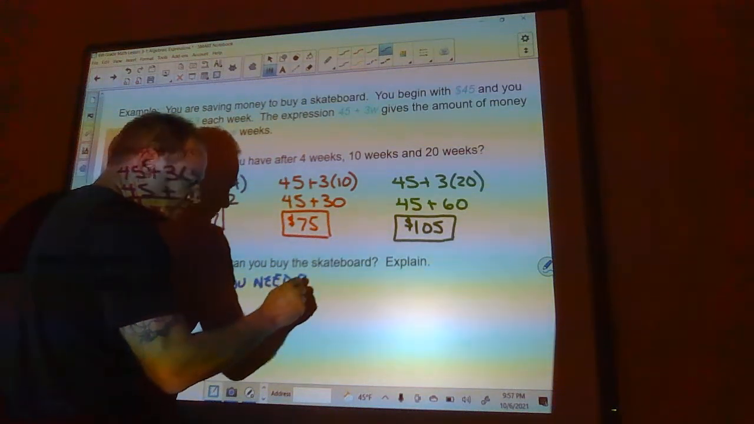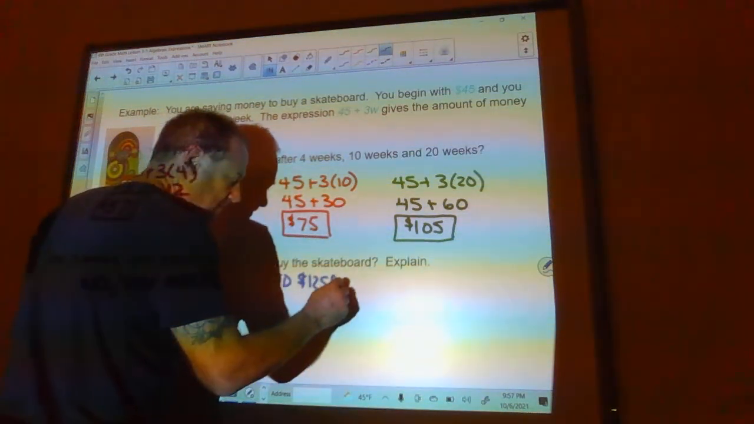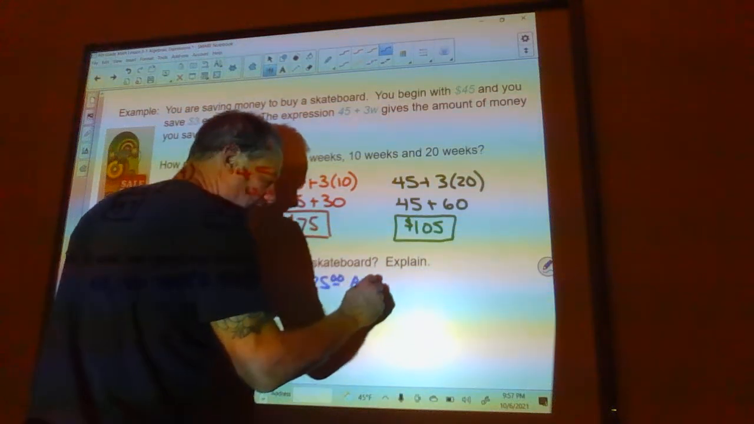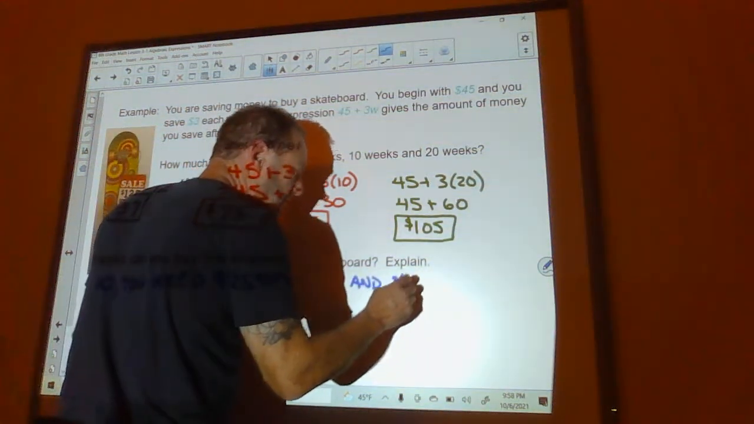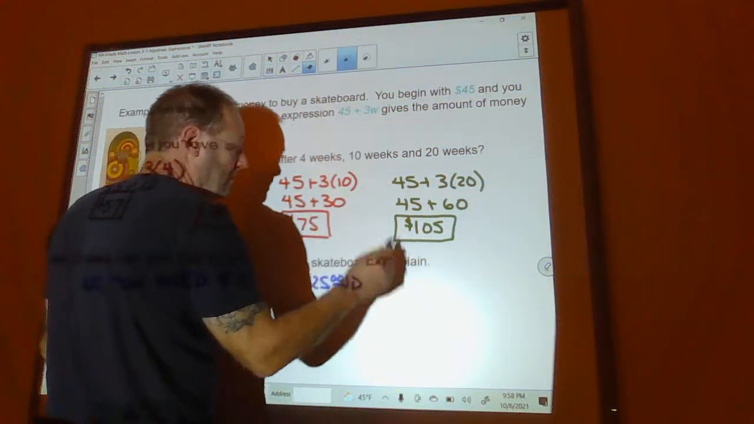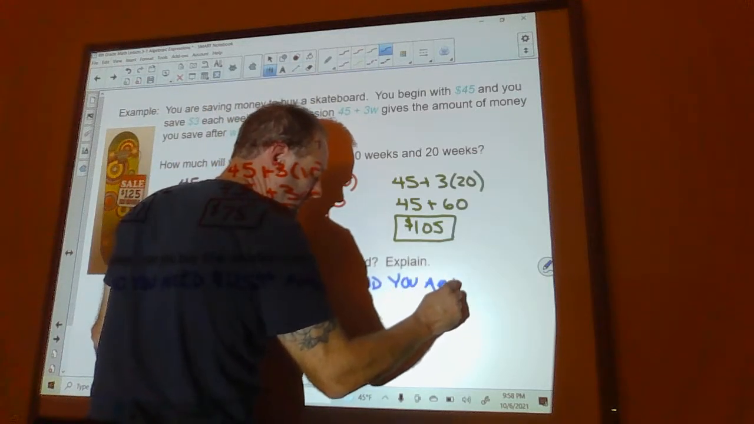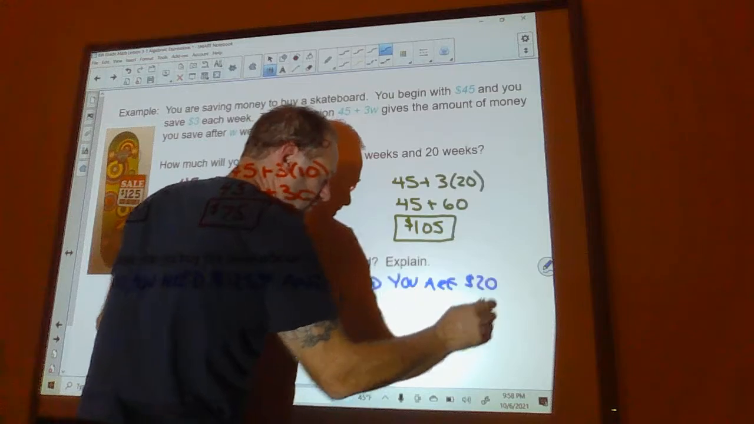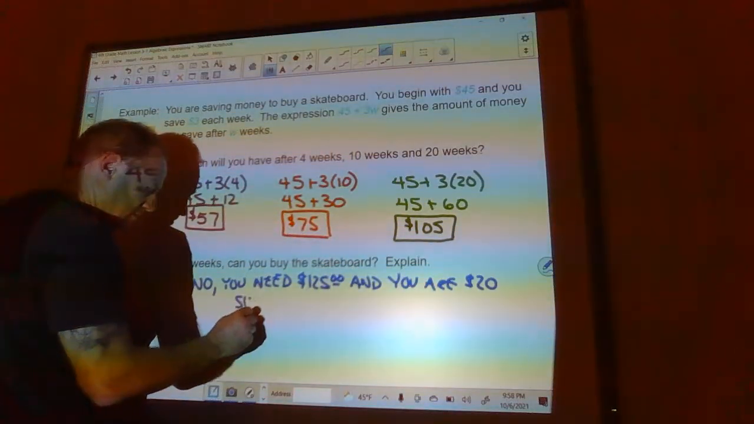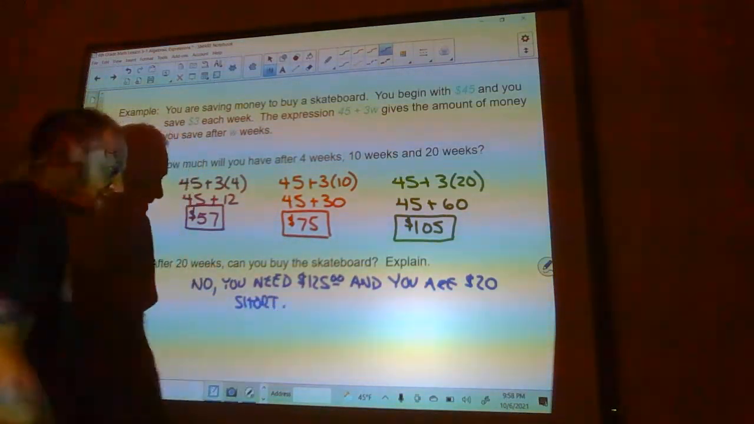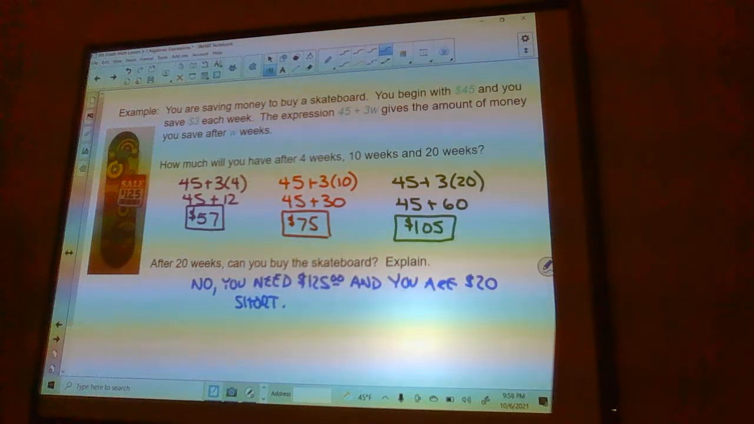You need 125, and you could say you are $20 short. Now, in another 4 weeks, you have it. Hopefully the sale's still on at that point.